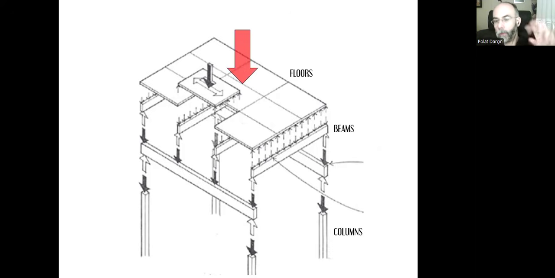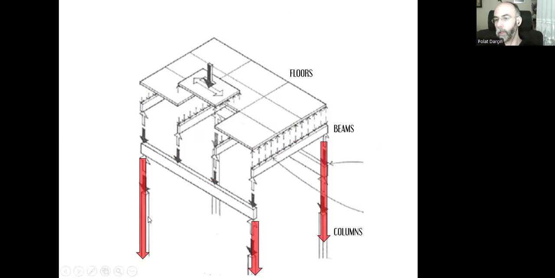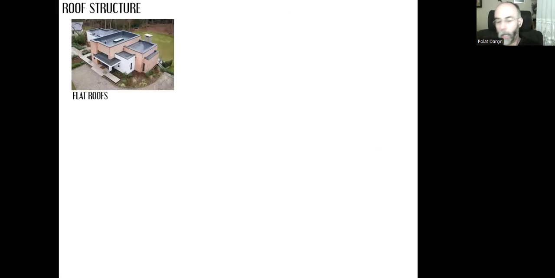The load will first be applied on the floor surface, and each floor will transfer its loads to the beams on both sides, or on two sides maybe, and each beam will transfer its loads to the columns on its ends, under its endpoints. That's how the load transfer happens in a skeletal system. For the roofs, we have the same logic. The only difference can be the shape or position of this floor surface.